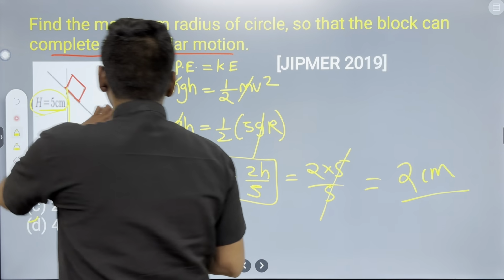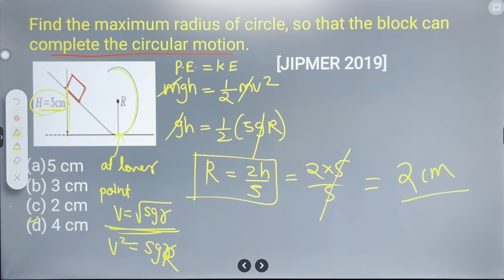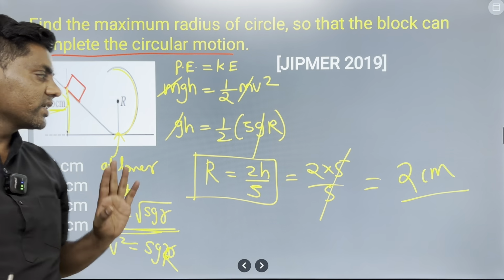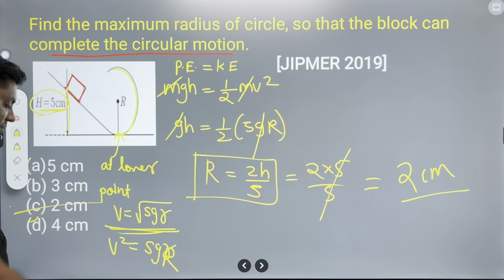मतलब वो जो भी सर्कल कंप्लीट करेगा उतना उसका रेडियस कितना होना चाहिए? 2 सेंटीमीटर उसका रेडियस रहेगा. क्वेश्चन इज बहुत सिंपल है, उसका ऑप्शन है सी.